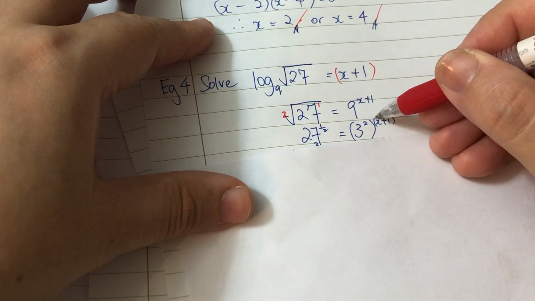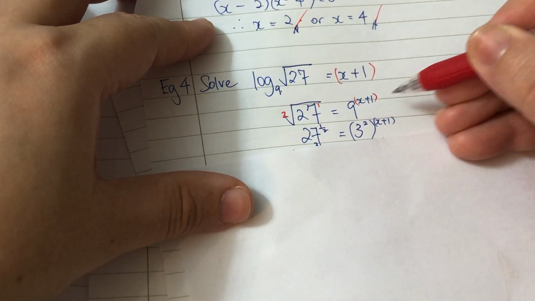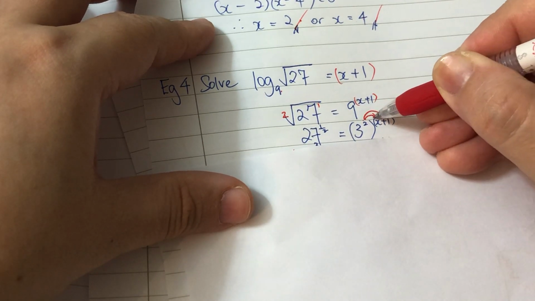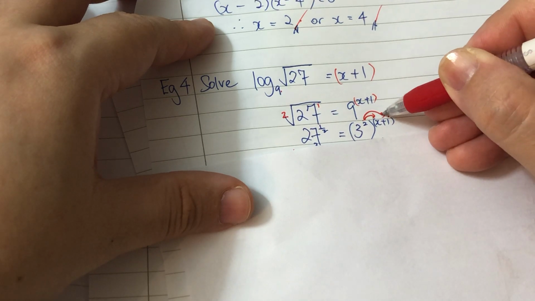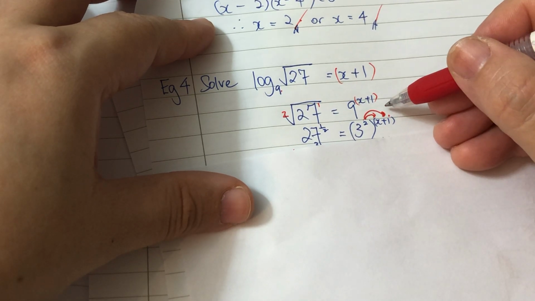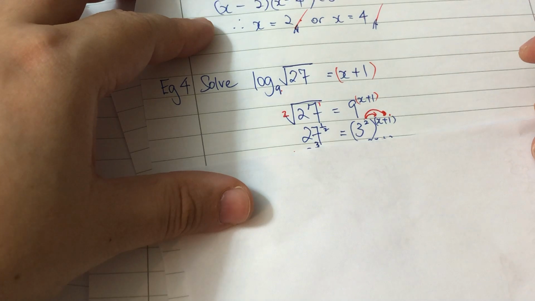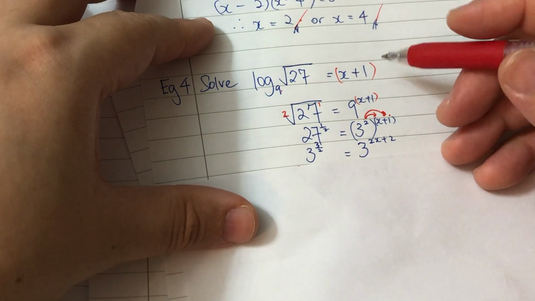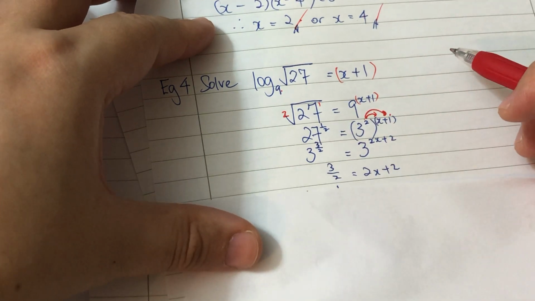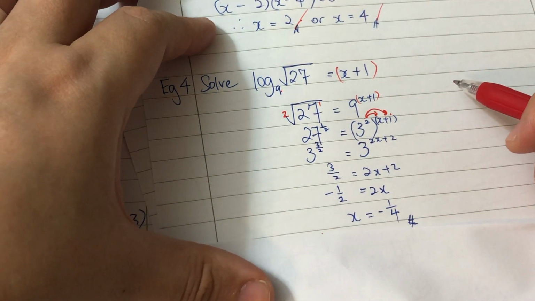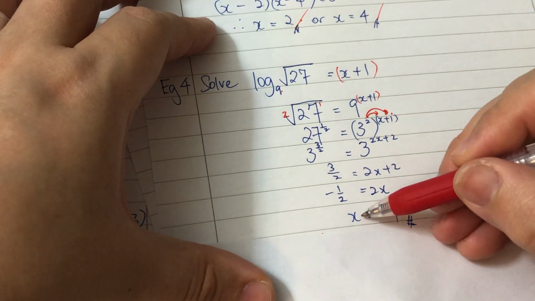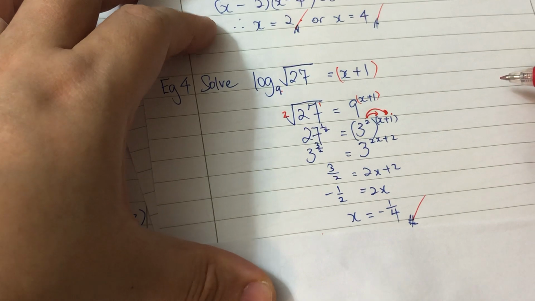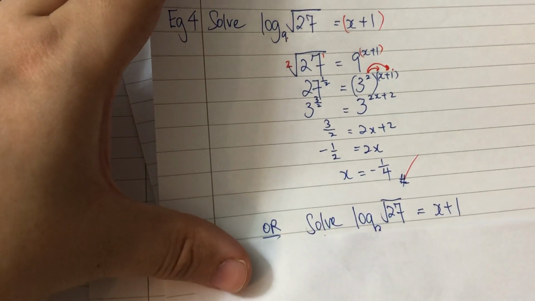And then you see why I need to put the brackets, so that I know that I need to multiply 2 to this and this. Okay, many of you still make this mistake in your end of year, so please take note. After that, change this to base 3, and then you equate the power. Then you get this answer. That's all. You will notice that x is not a base, so it can be negative. Alright? Okay, now let's move on.